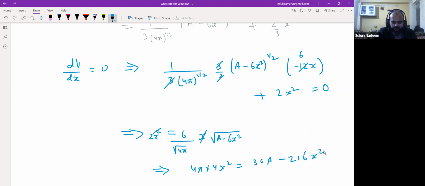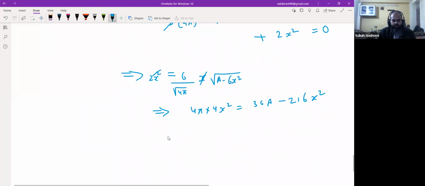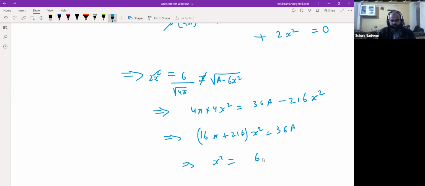So this calculation we are doing here. What you get is 16 pi plus 216 into x square is equal to 36a. So x square will be 36a by 16 pi plus 216, and a square root of this. So that will be x.